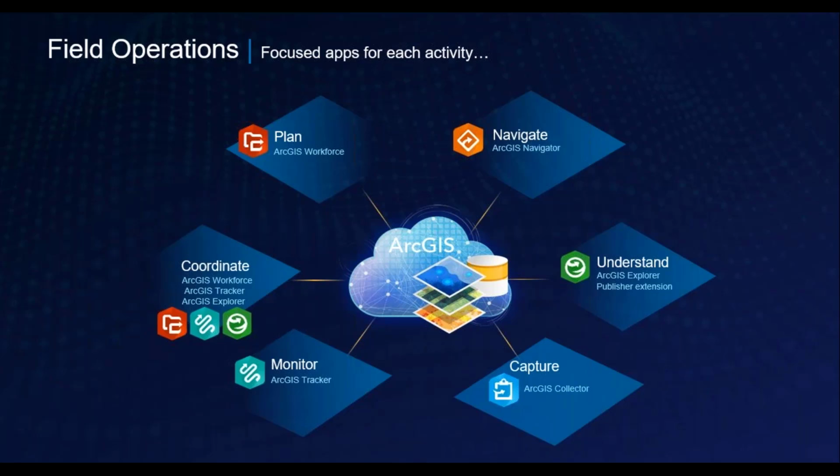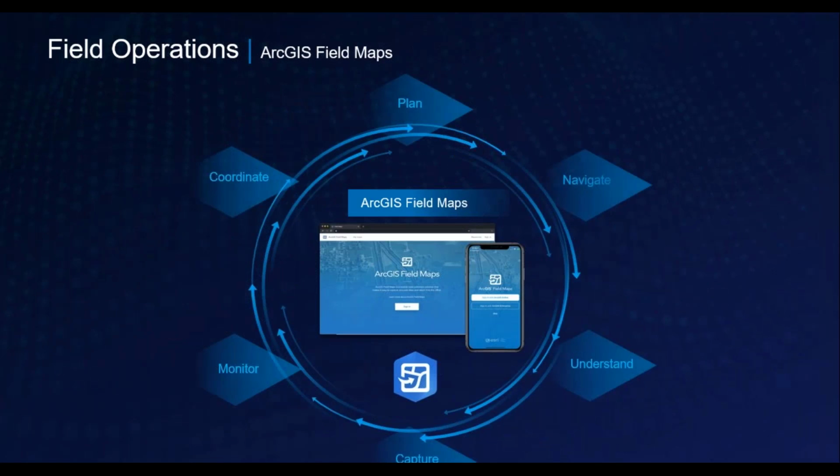So as you see here, there are 6 unique phases of field operations, and they include planning, coordinating, you know, navigating to work, capturing the information out in the field, and then understanding and monitoring. And until recently, this workflow consisted of a suite of several apps with specific focus around all these different phases.